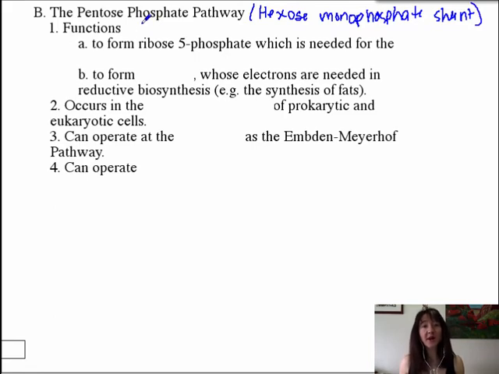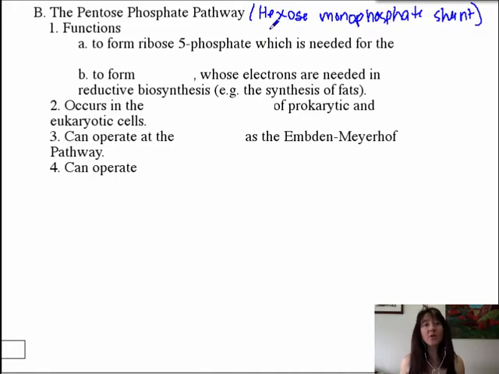Remember that the Embden-Meyerhof pathway has as its central goal the production of ATP. That ATP can be produced directly by substrate level phosphorylation or indirectly by making high energy reducing power that can go to the ETC. But that is the goal of the Embden-Meyerhof pathway. The goal of the pentose phosphate pathway is very different. Instead, this pathway has as the goal to support the synthesis, the biosynthesis of molecules. That is, to support anabolism.